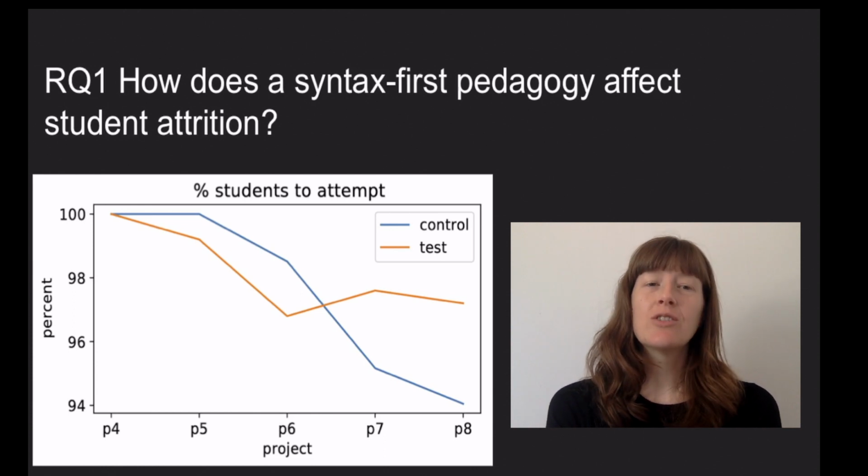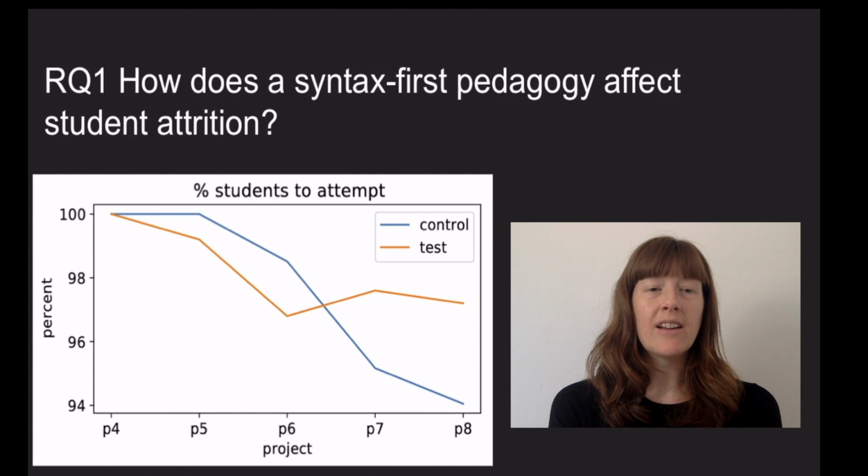This chart shows a measure of attrition over the course of the 5 programming projects the students did during the study. Each line shows the percentage of students attempting the projects. The blue line shows the control group, who did not have syntax exercises, and we see that the number of engaged students after Project 6 declines rather dramatically. We note that Projects 7 and 8 are quite a bit harder than the first 3 projects.